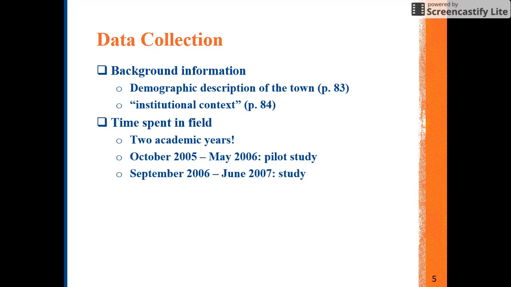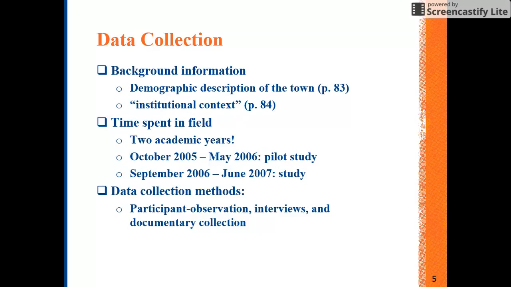And also, she uses different methods to collect data, including participant observation, interviews, and documentary collection. So, with such a long time and a mixed method for data collection, I believe the author had rich information about the students and teachers' behaviors in order to make sense and find the patterns.